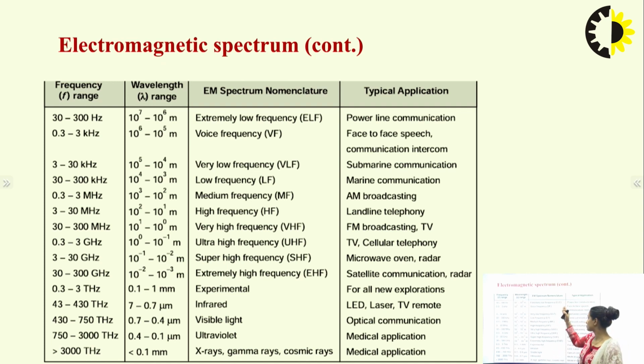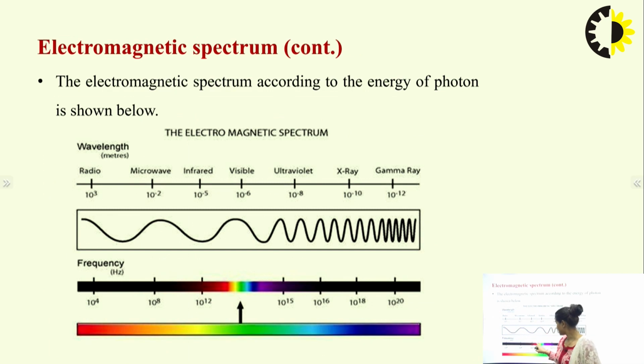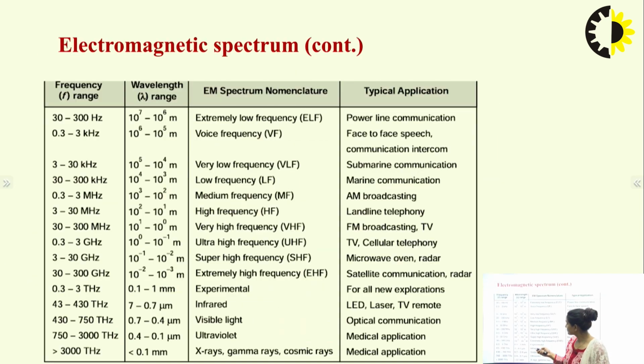Applications are also mentioned here. Extremely low frequency is used for power line communication. Voice frequency is used for face-to-face speech communication. We must know this is the frequency of a speech signal, 0.3 to 3 kilohertz. Students should be familiar with it and should remember this, right? If we talk about a speech signal, it has a frequency of 0.3 to 3 kilohertz.